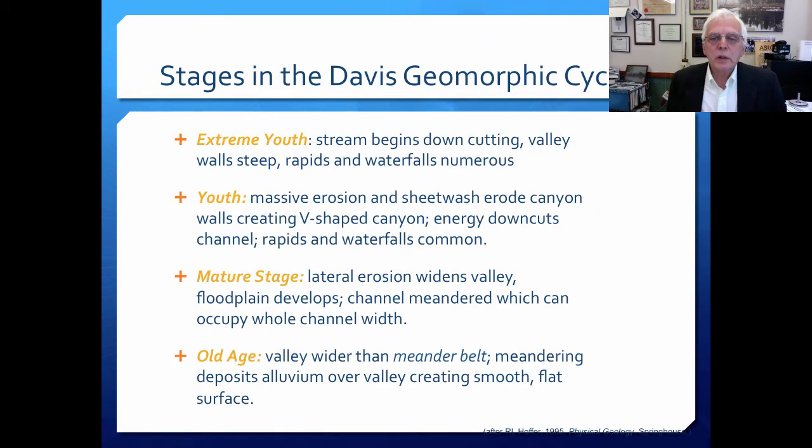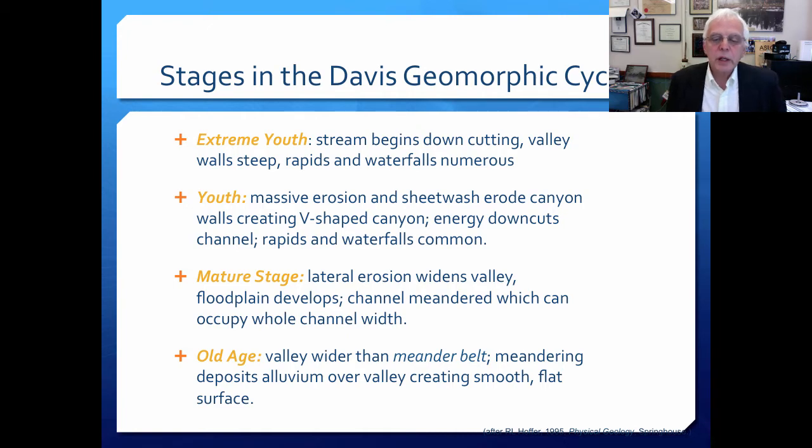So there are several stages in the Davis geomorphic cycle that are worth remembering. In extreme youth, the stream just simply begins downcutting. The valley walls are steep. Rapids and waterfalls are generally numerous. In youth, we still see rapids and waterfalls, but you begin to see massive erosion and sheet wash that erode canyon walls, and these create V-shaped canyons, and the energy is downcutting the channel relatively rapidly.